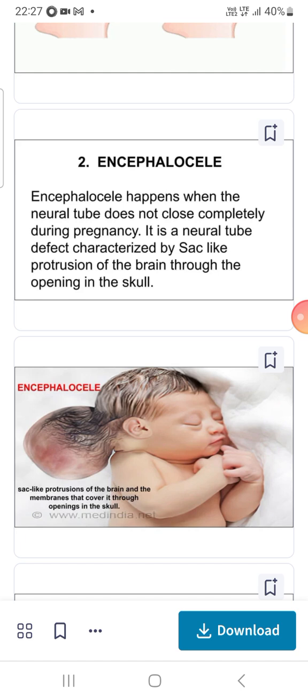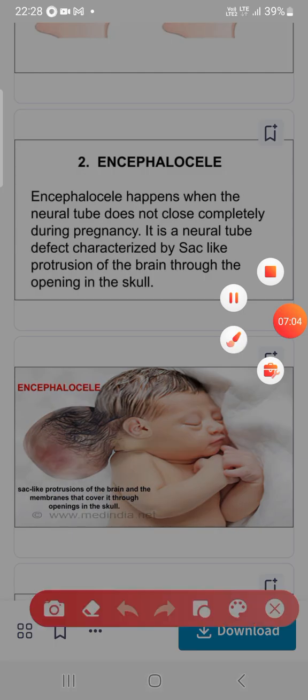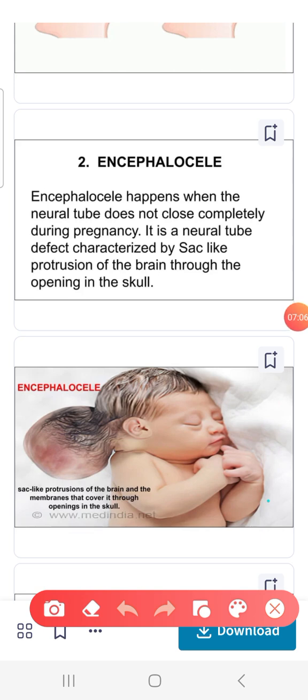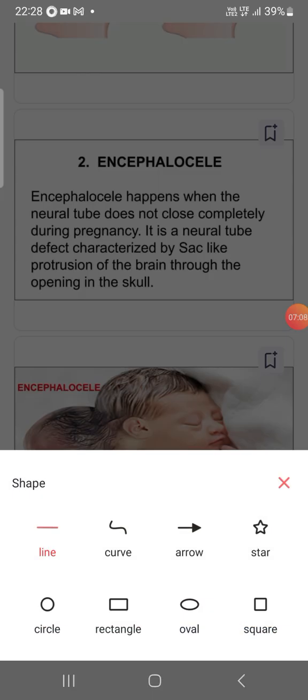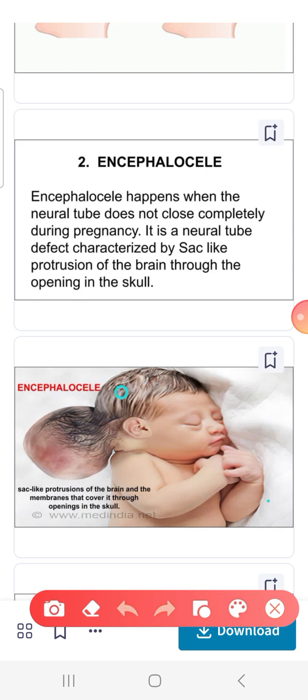Now we'll go with the encephalocele. Encephalocele happens when the neural tube does not close completely during the pregnancy. Actually, in the brain and spinal cord formation, which area? Only this area is where the brain and spinal cord develop. The brain and skull are formed.